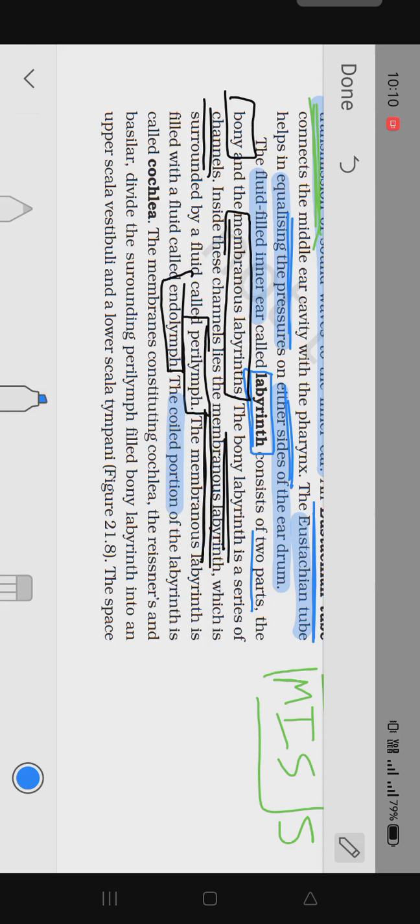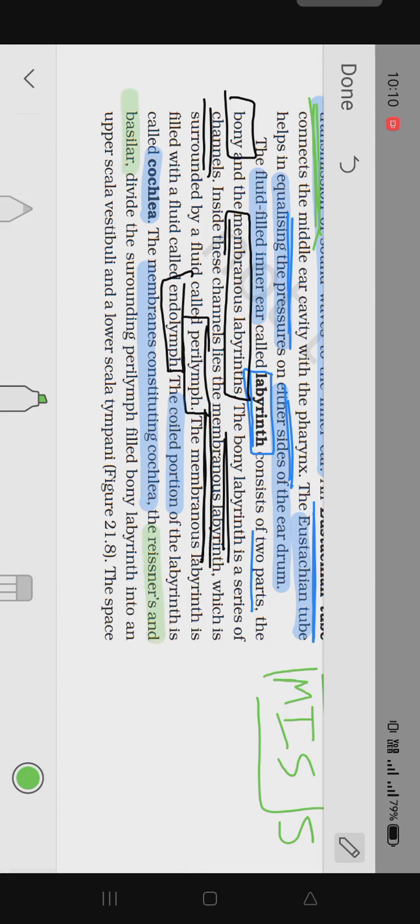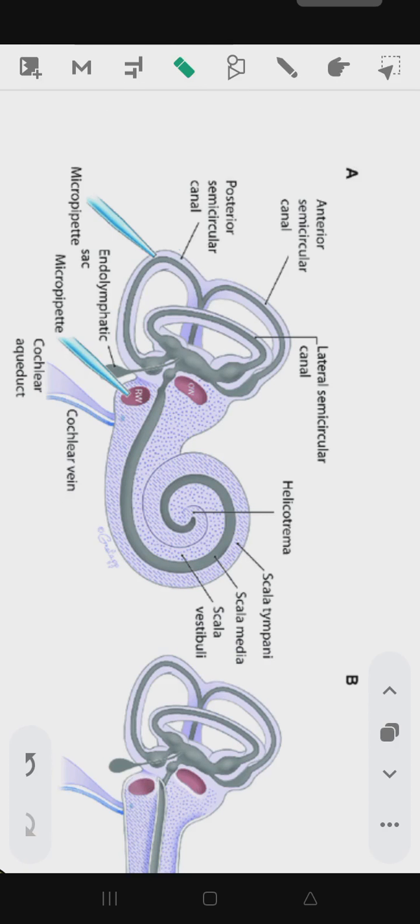Now, the coiled portion of the labyrinth is known as the cochlea, and the membranes which constitute the cochlea are two in number, the Reissner's and the basilar. We must understand this also. Okay, so let us understand what this is. Just focus on the structures which I am showing you. This is the oval window, and that's the round window.